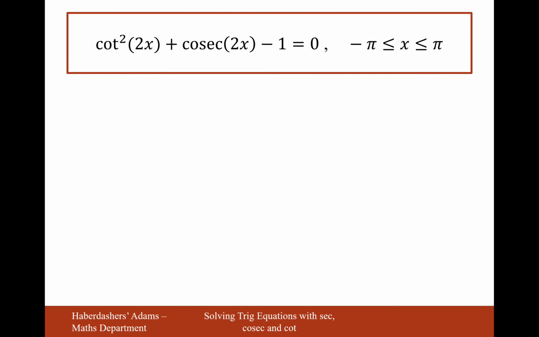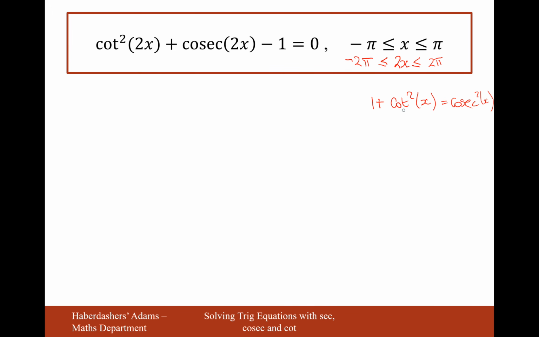Alright, let's move on to the next one then, and we've got a 2x inside there, so that means the first thing I'll change is that my angle is a 2x angle, and it's going to be from minus 2 pi up to 2 pi. And then the question doesn't really change compared to normal really, we'll just half all our answers at the end. So I'm going to turn the cot squared into a cosec squared, so I remember that the rule is 1 plus cot squared x, or 2x, doesn't really matter, equals cosec squared x.